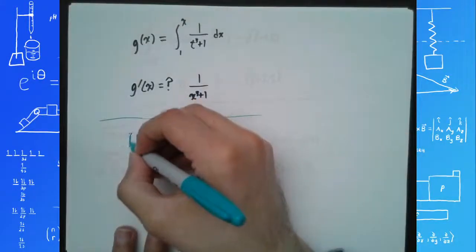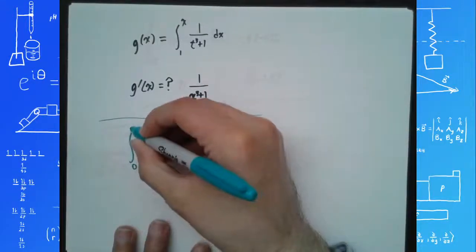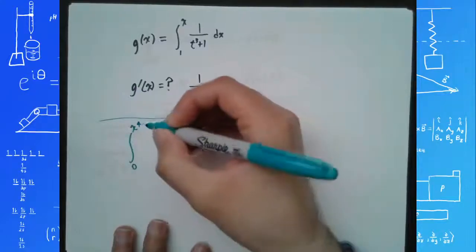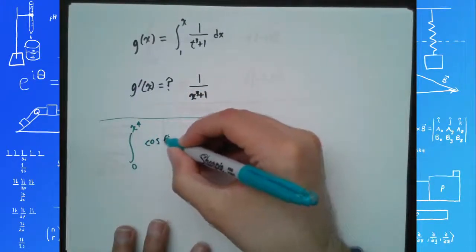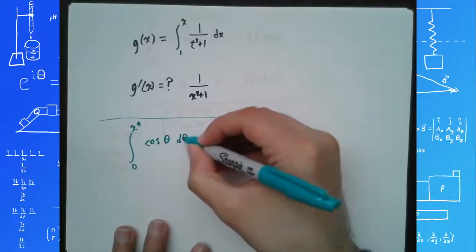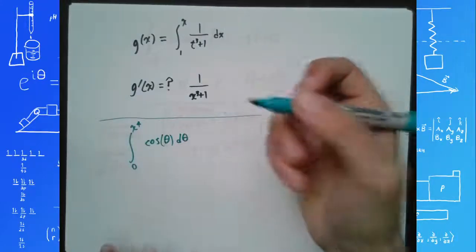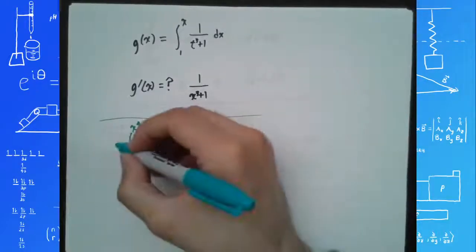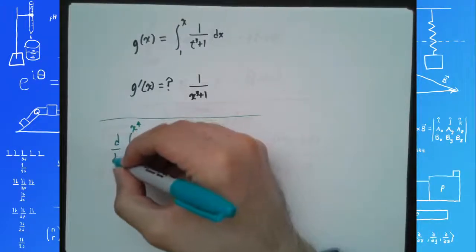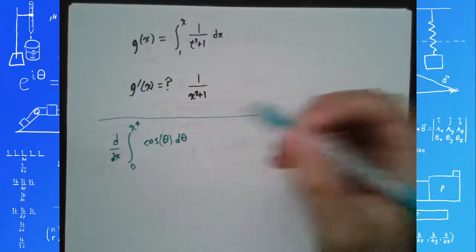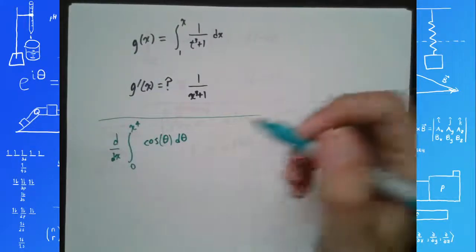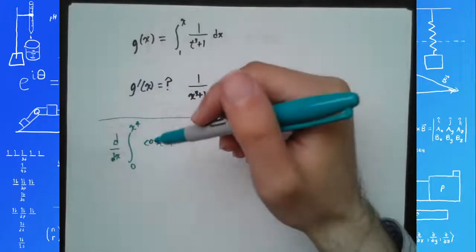So, the integral from 0 to x to the 4th of cosine of theta d theta. And let's say we want to take the derivative of this with respect to x. Over here, it's not simply going to become cosine of x to the fourth. Why?